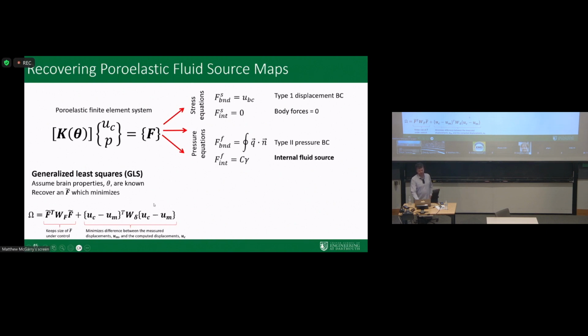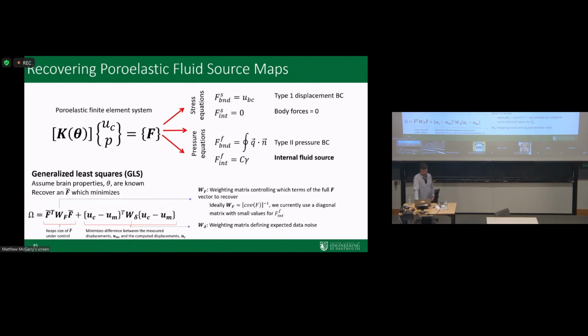And then we recover a forcing vector which minimizes one term, which keeps the size of this forcing under control, and then also the difference between the predicted and measured displacements. There are some weighting matrices in here, which control which terms to recover. Basically this tells you which of these right-hand side terms. So we set a high penalty for terms that we don't want to estimate or that we know are supposed to be 0, and a low penalty for the internal fluid source.